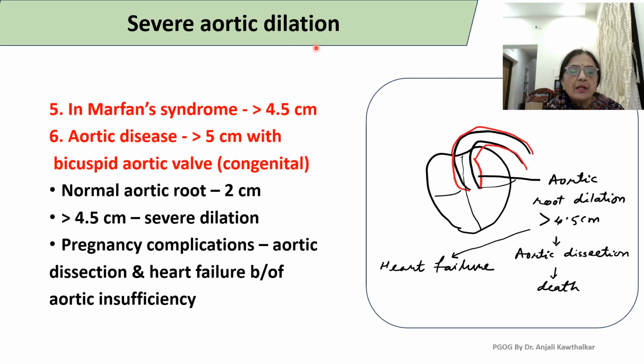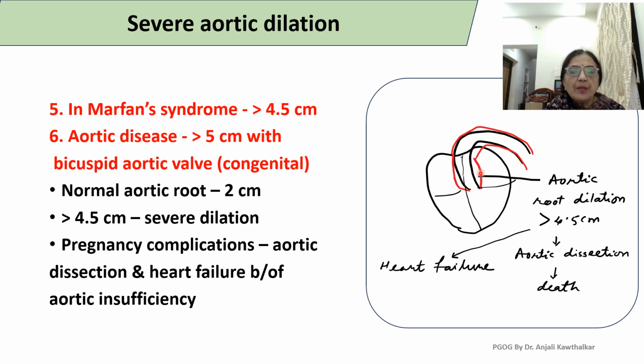Severe aortic dilatation or dilation. Two conditions are there where it will be associated either with Marfan syndrome or with any other condition leading to aortic disease. With Marfan syndrome, whenever aortic dilatation is greater than 4.5 centimeters, it is considered a contraindication for pregnancy. And without Marfan syndrome, any other condition which can lead to aortic disease and it is greater than 5 centimeters, especially if it is associated with bicuspid aortic valve, which is seen congenitally in some patients.